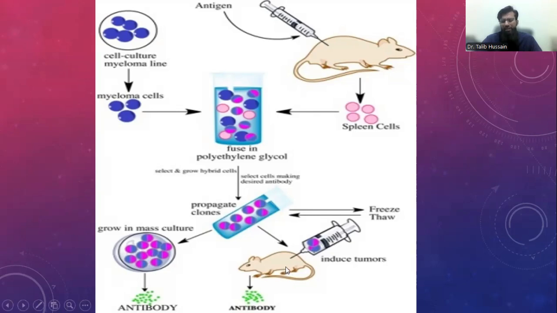Secondly, we can inject it into the animal model, for example, a murine model. So the murine model can be injected with hybridoma cells, and from the spleen of that murine model, we can attain monoclonal antibodies that will be known as murine antibodies.